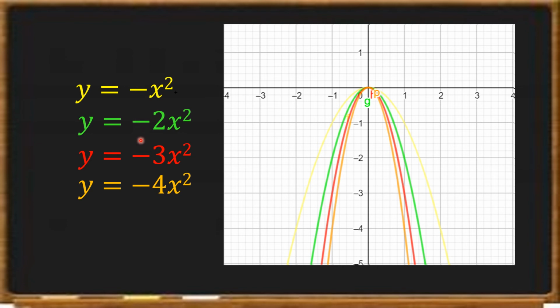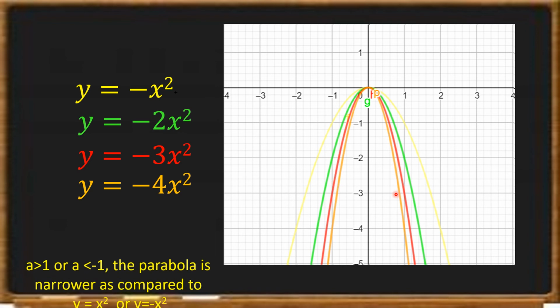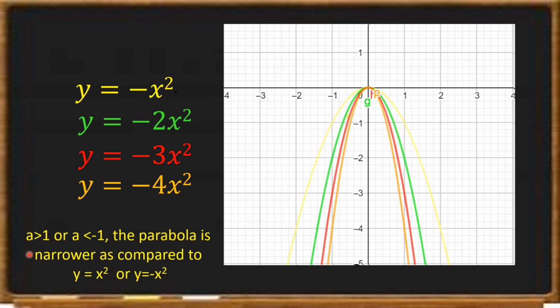But this negative denotes downward. Opens downward lang yan. Okay, pero itong mga 2, 3, 4, it denotes or it suggests that the graph becomes narrower. Okay, so this is our observation.